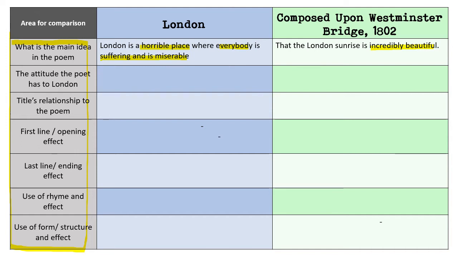However, they've only got one single idea. There's not a whole range of ideas. Both poems are trying to just hammer home one single idea about the city. When it comes to what the poet's attitude is, Blake hates London, hates the way people are forced into lives of misery, whereas Wordsworth loves this beautiful city. So again, you've got another complete opposite attitude towards the city in both these poems.